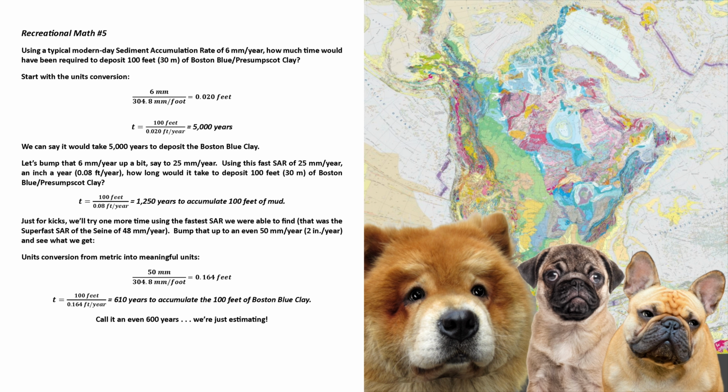How about if we bump that up a bit to 25 millimeters per year? Using this faster sediment accumulation rate, that's an inch a year. 100 feet, 30 meters of Boston Blue Clay would require 1,200 years to accumulate. That seems like a fast but not unreasonable rate from a conventional geology viewpoint. Using our SAR of the Seine of about 50 millimeters, 2 inches per year, we'd need about 600 years to deposit the 100 feet, 30 meters of Boston Blue Clay. That also makes sense to the conventional geology world. But not to the young Earth cultists.